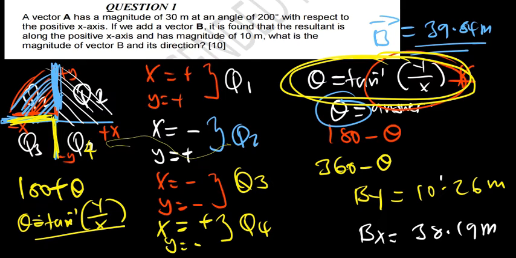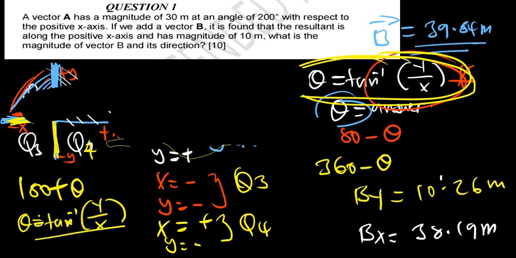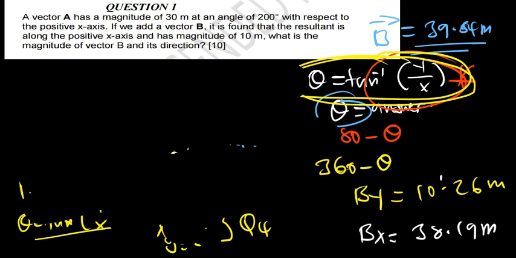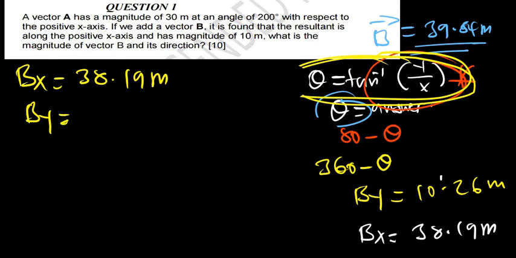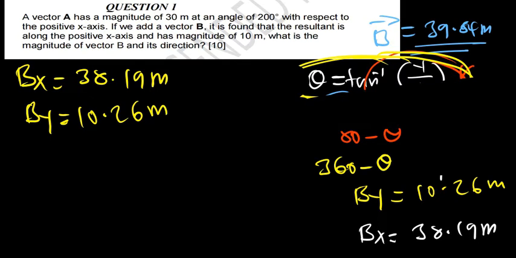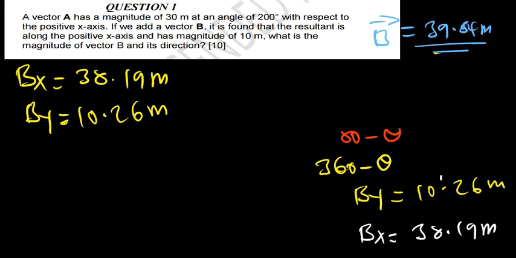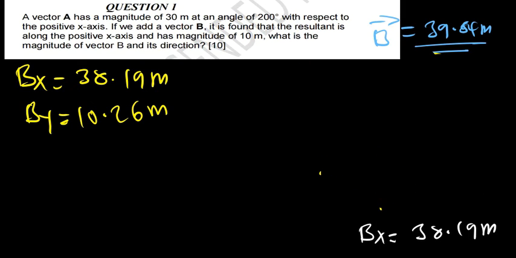Now I can ask you the question. Here we are trying to find the direction. I'll get rid of everything here. We are trying to find the direction of vector B. Now, vector B has got the x component of 38.19 and the y component of 10.26 meters. Who can tell me, before we even solve, where do we expect this angle to be? Is it in the first quadrant, second quadrant, third quadrant, or fourth quadrant? Let's see. Where do we expect it to be?